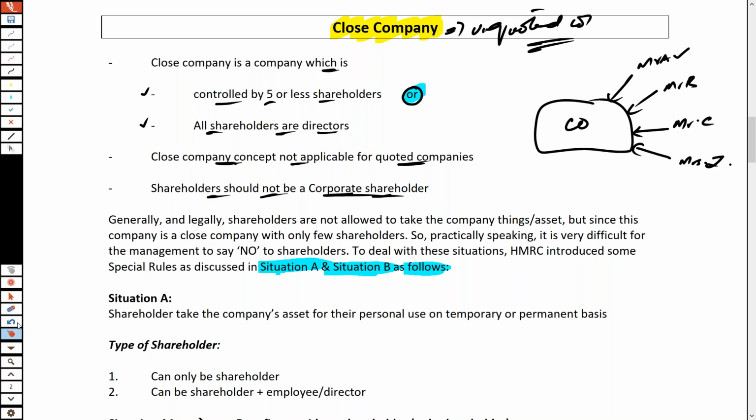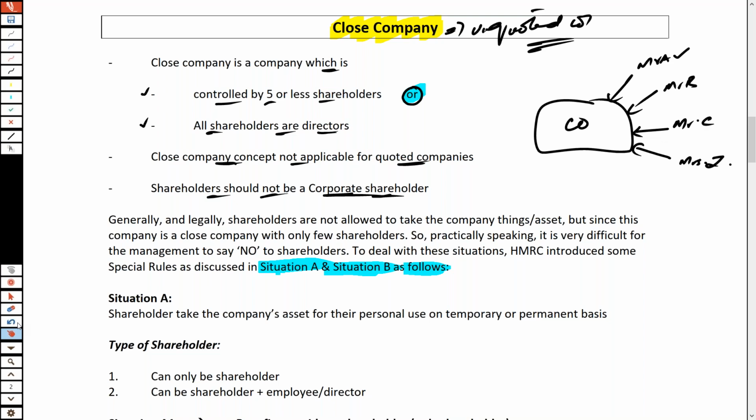Basically, from the closed company, a shareholder would be taking an asset, or a loan, or some other benefit. So what will be the tax treatment, because the company is now providing these things to the shareholders? It is actually about the relationship of a shareholder with the company, and the shareholder is taking assets or a loan for personal use from the closed company.